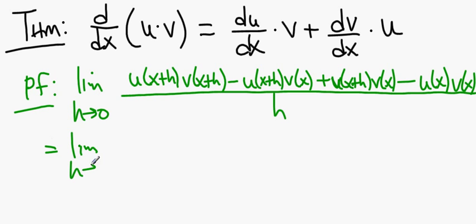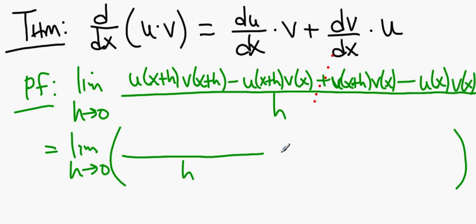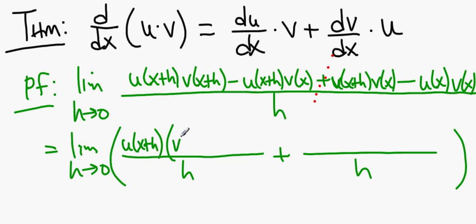Here's what that does for us. It allows me to split this thing down the middle and write two different fractions whose denominators are both h. The fraction on the left has these things in the numerator. The u of x plus h is a common factor. There's the rest of it. And over here, v of x is the common factor.